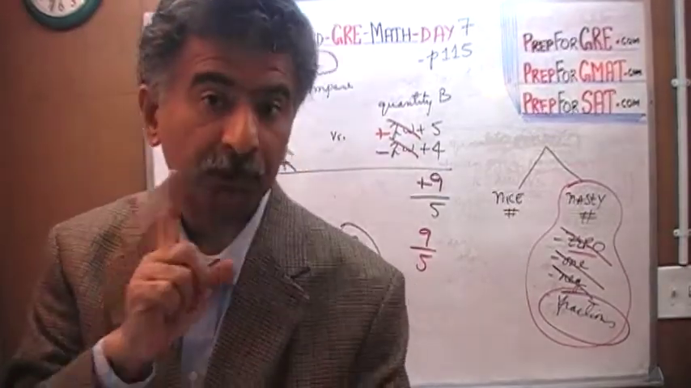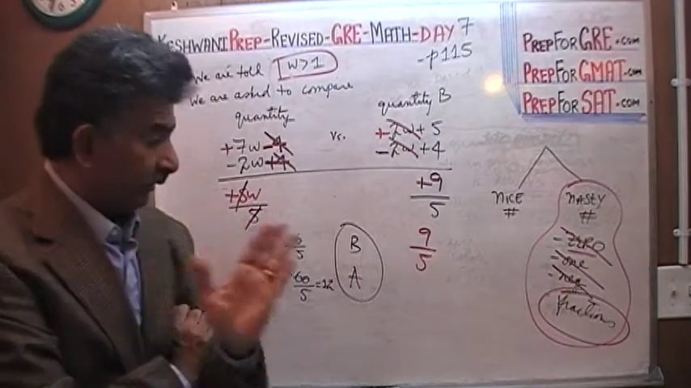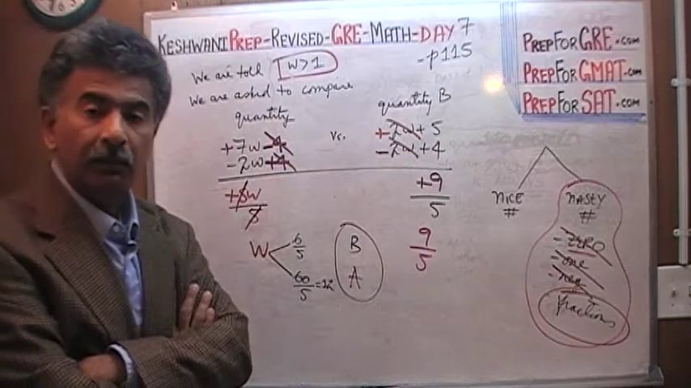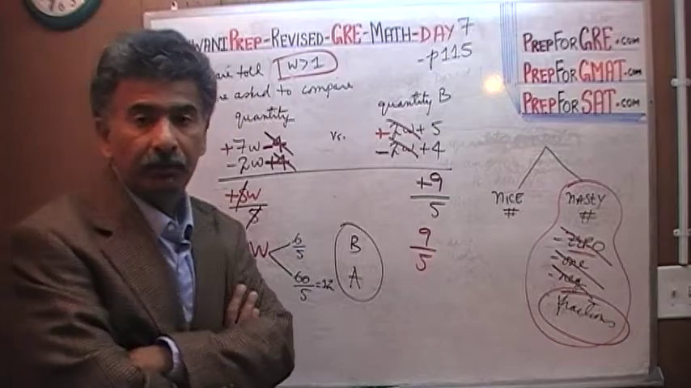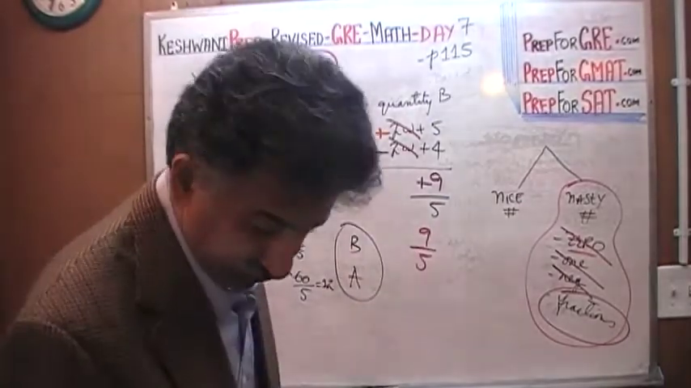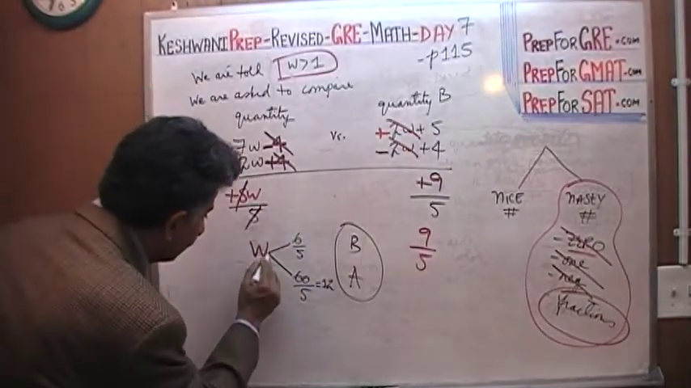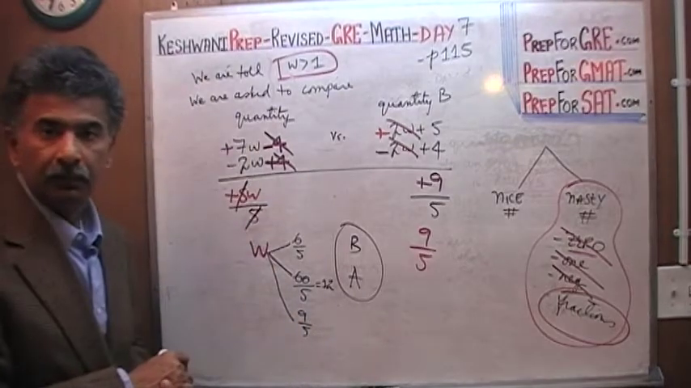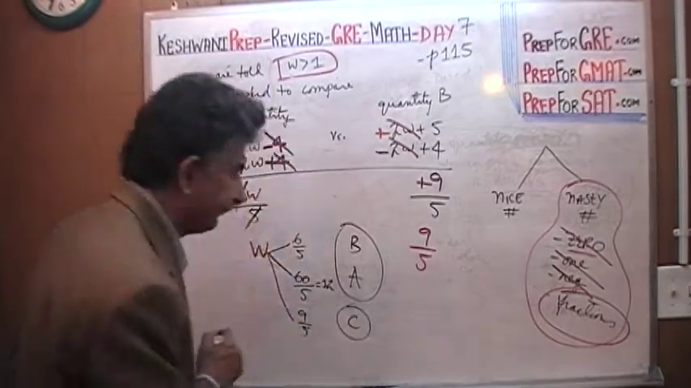But the question here is, what happens if W happens to be more than 1 but less than 9 over 5? It would still be more than 1, but it will be less than 9 over 5. Or it could be something more than 9 over 5. We do not know what W is. All we know is it's more than 1. So W could just as well be 9 over 5. It's more than 1. In which case the answer would be C.